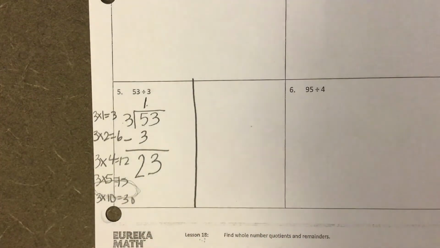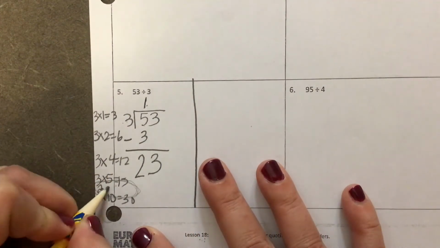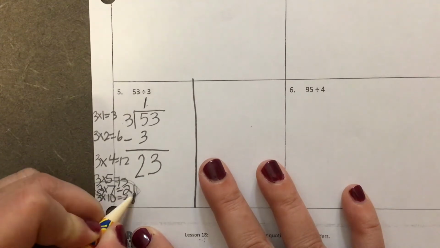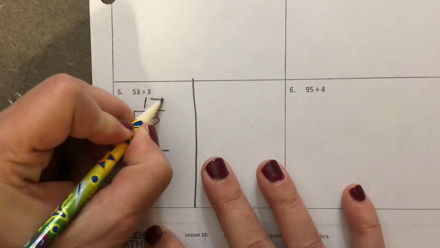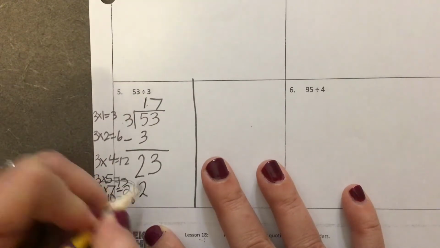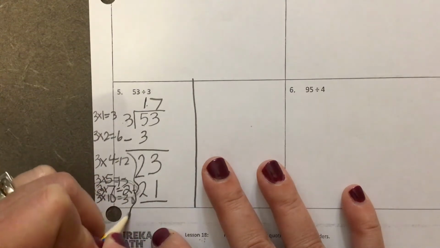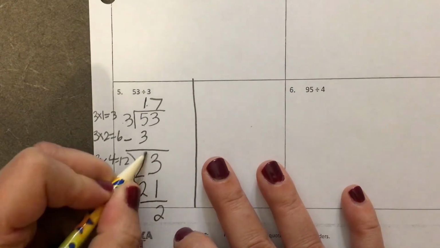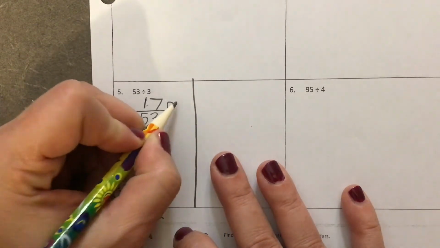So when I'm doing the standard algorithm, I am looking for the biggest number possible without going over, okay? So let's see, 3 times 7 is 21. You have to know your multiplication pretty well to do this strategy. So I'm going to put a 7 right here. 3 times 7 is 21. Subtract. And that means I have a remainder of 2.